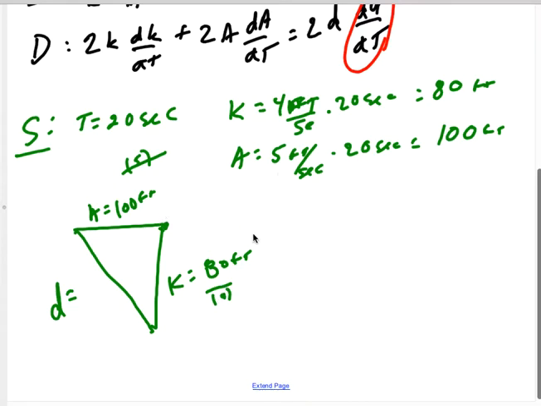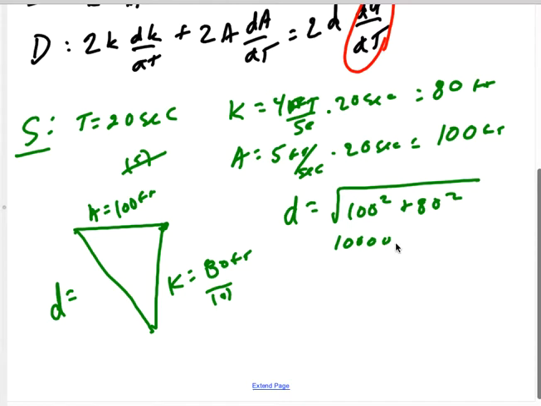But what I'm going to do is I'm going to say, okay, cool, so distance is the square root of 100 squared plus 80 squared, right? So this is a 1 with 4 zeros. This is a 64 with 2 zeros, right? So 16400 inside the root. Great.